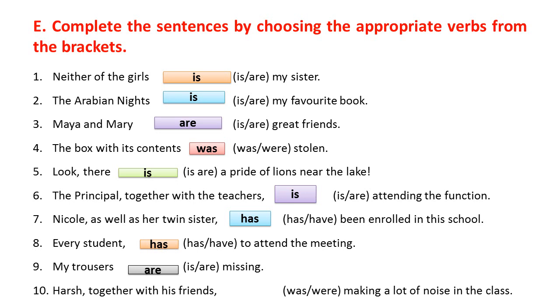Tenth, Harsh, together with his friends, was making a lot of noise in the class. According to Rule 6, Harsh is the first subject and it is singular. Hence, we have to use singular verb. Harsh, together with his friends, was making a lot of noise in the class.